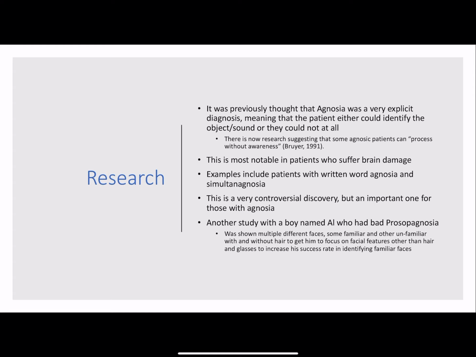And then one of the more recent studies was with a boy named Al who had bad prosopagnosia, and that's when you can't identify familiar versus unfamiliar faces. So he was shown different sets of faces. Some were familiar and some were unfamiliar, and within those, they had more sets, and some of the familiar faces had hair and some did not.